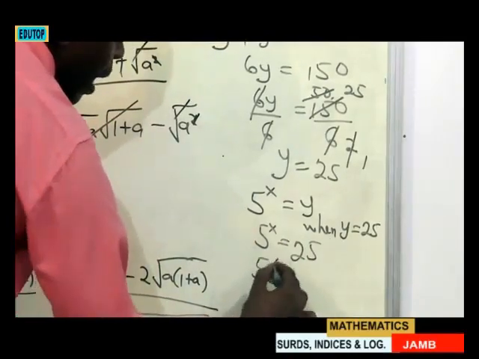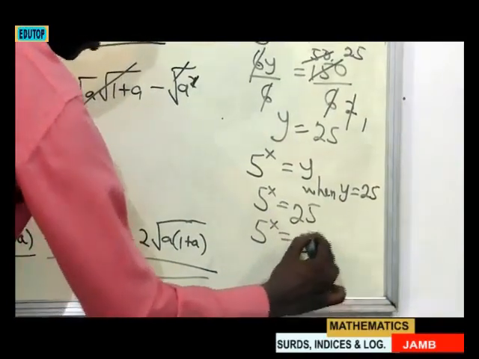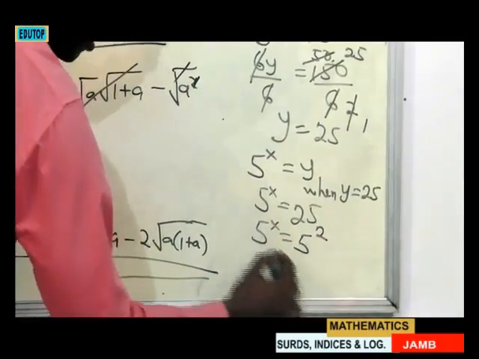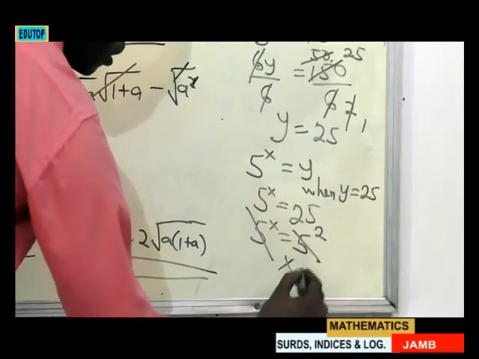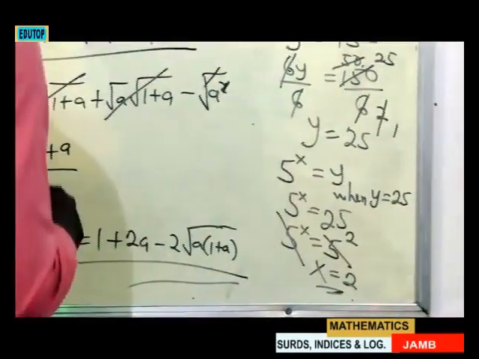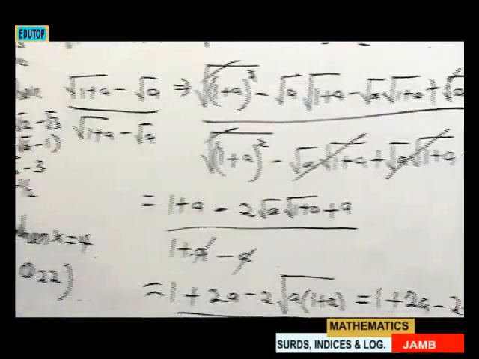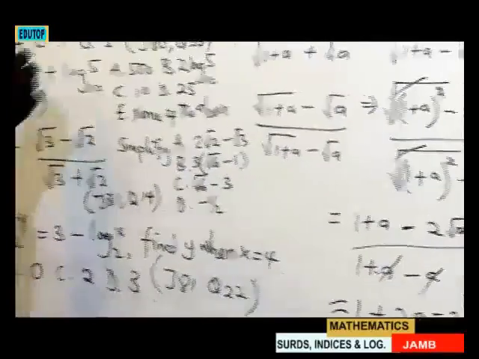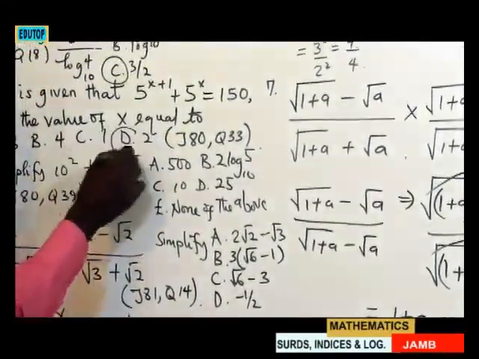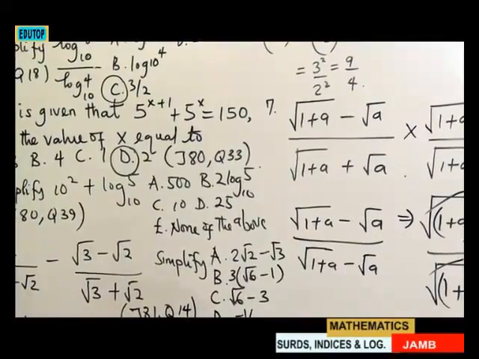Then I have 5 raised to power x. I want to express this one to the same base as this. I have 5 raised to power 2. Then by equating the base, this one cancels out this. Then you have x equals to 2. So my x is 2. So I go to my options and look for where I will have my x to be equals to 2. So that will definitely correlate with option D, which I have my x equals to 2.